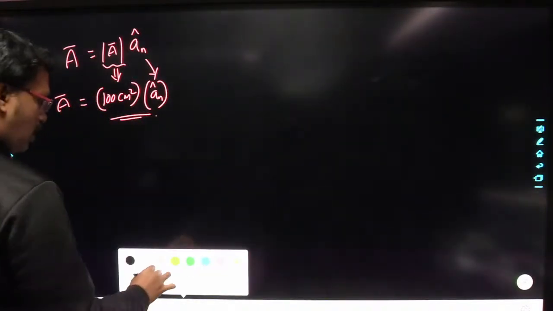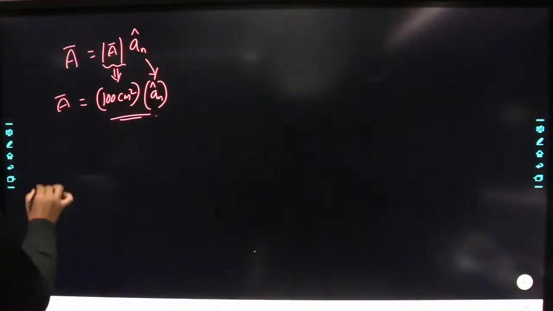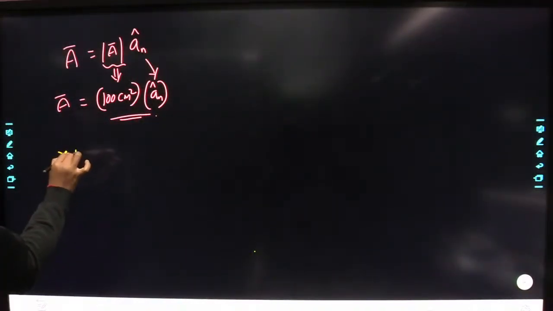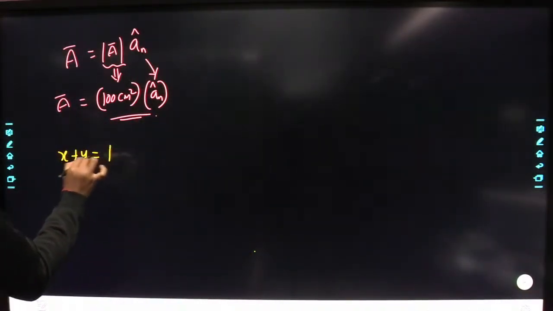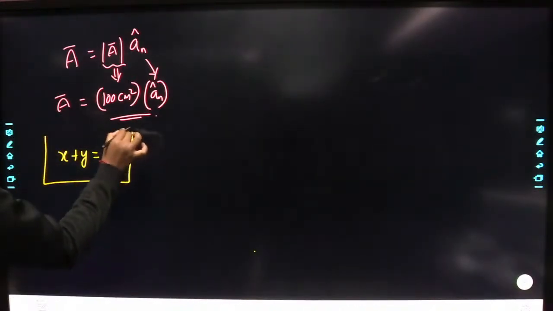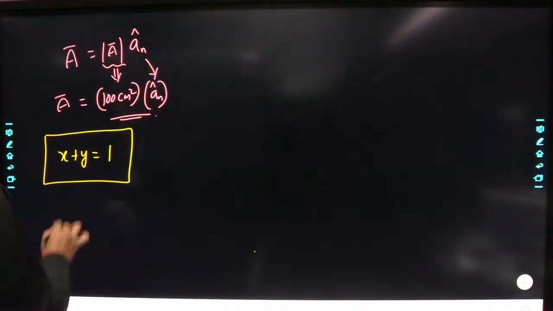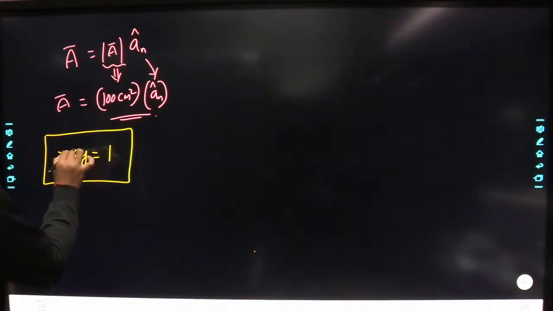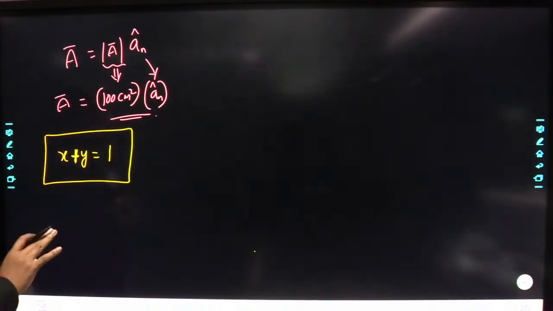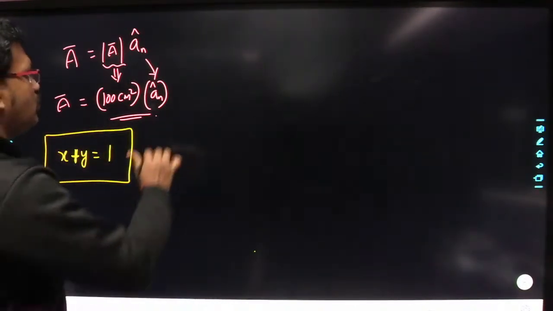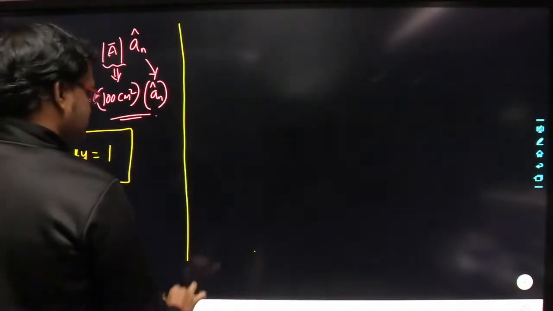So how can you determine the AN cap here? Here they have given the equation of the plane as x plus y is equal to 1, right? So now you have to determine the direction of this surface. How can you determine the direction of this surface here?